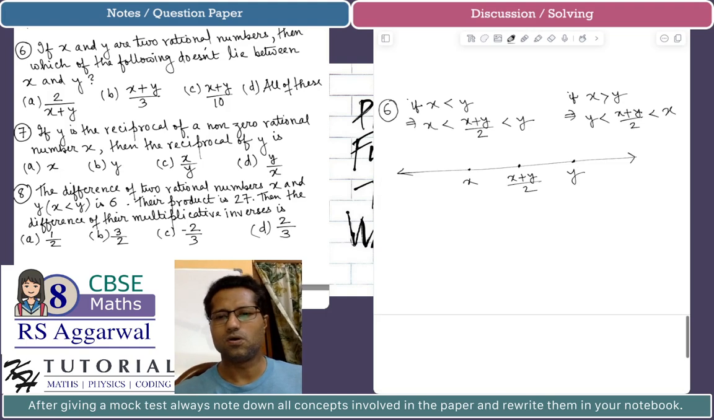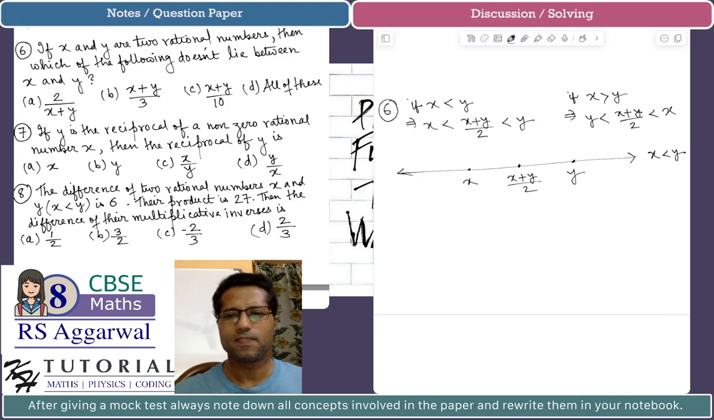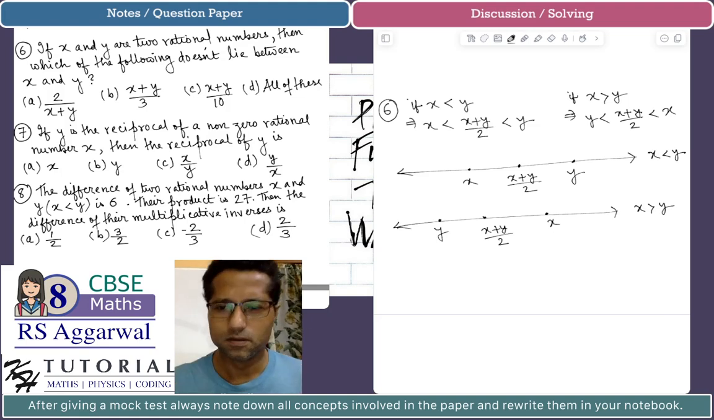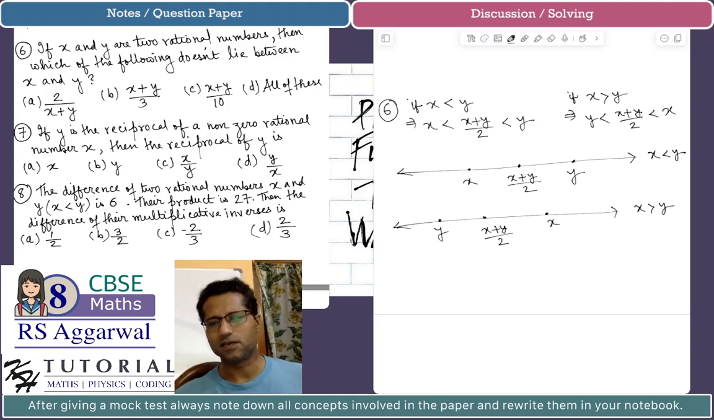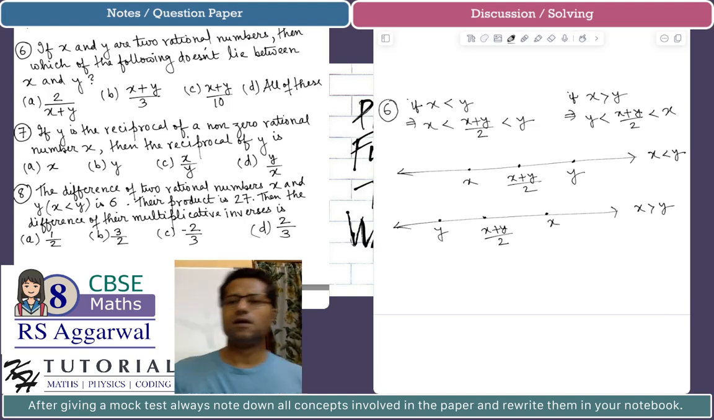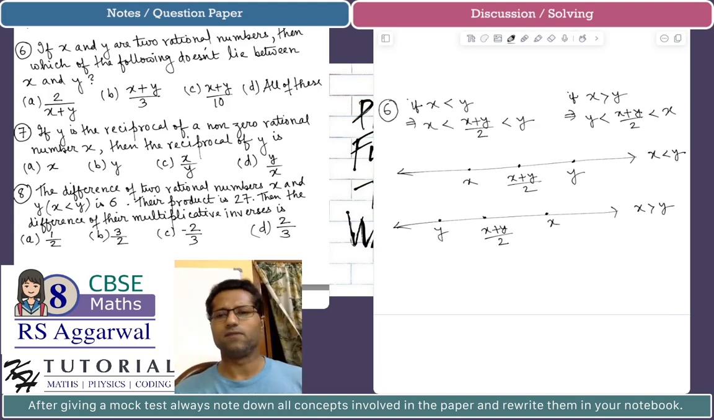This is true for the case x less than y, and for the case x greater than y, on the number line it will look something like this. So y is smaller than x, and somewhere in between, (x plus y) by 2 is lying between y and x. So in any case, (x plus y) by 2 will always lie between x and y, irrespective of whether x is to the left of y or to the right of y on the number line.